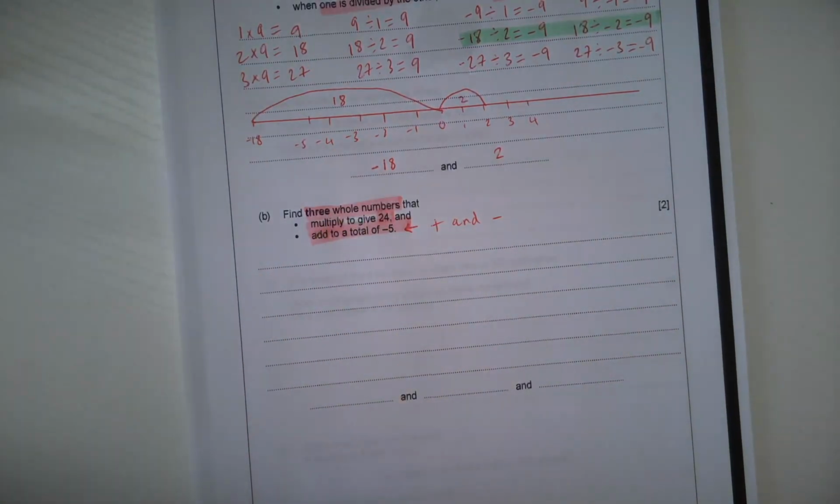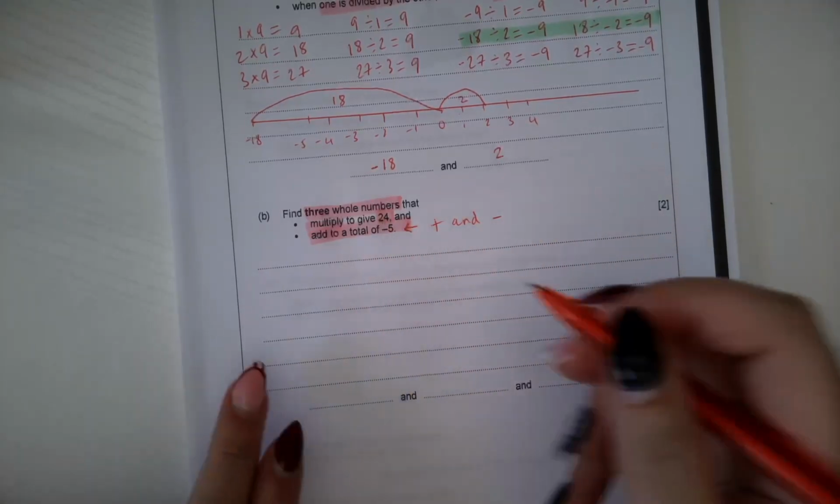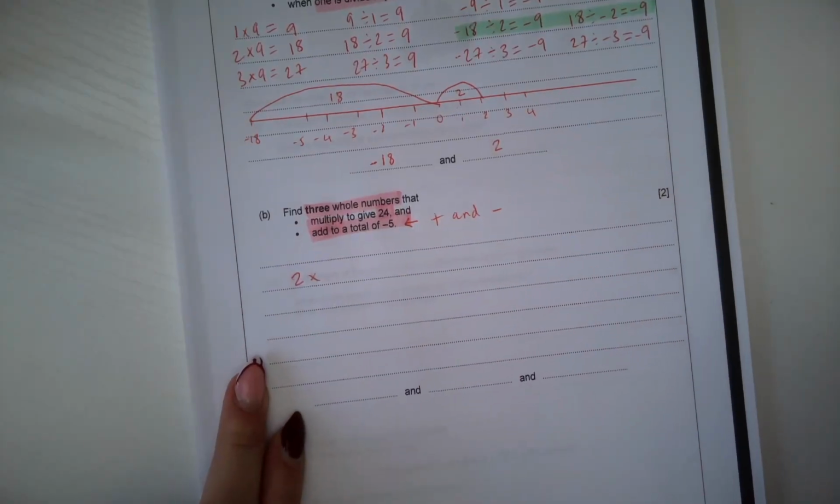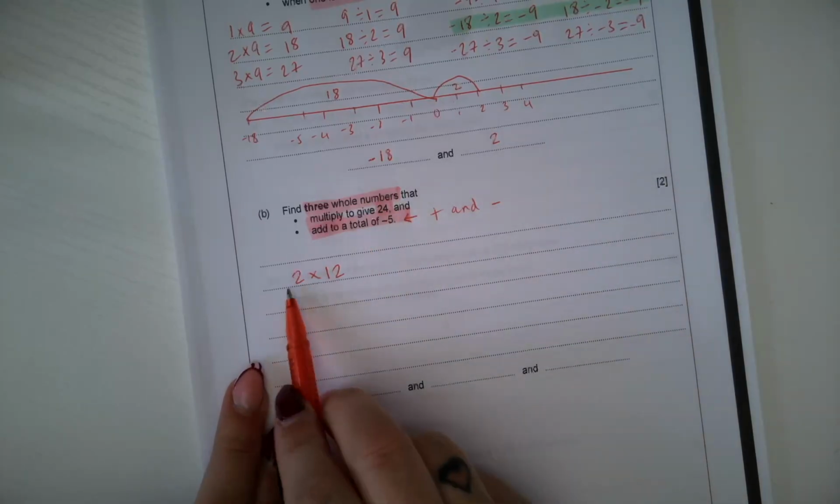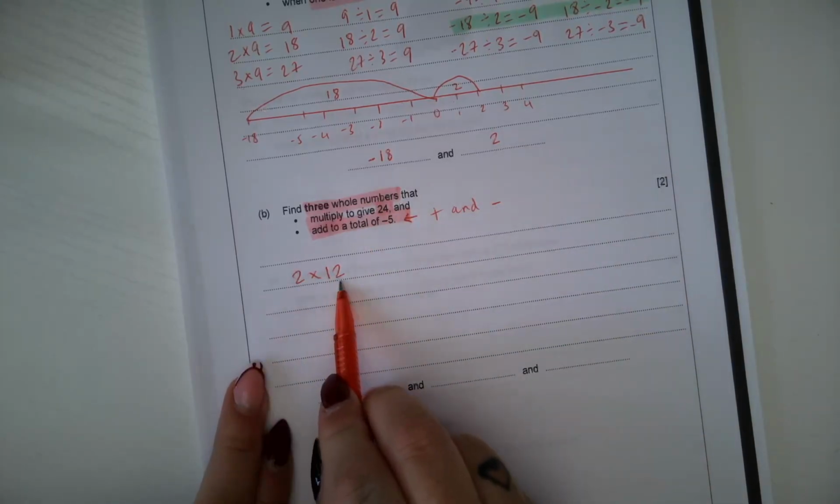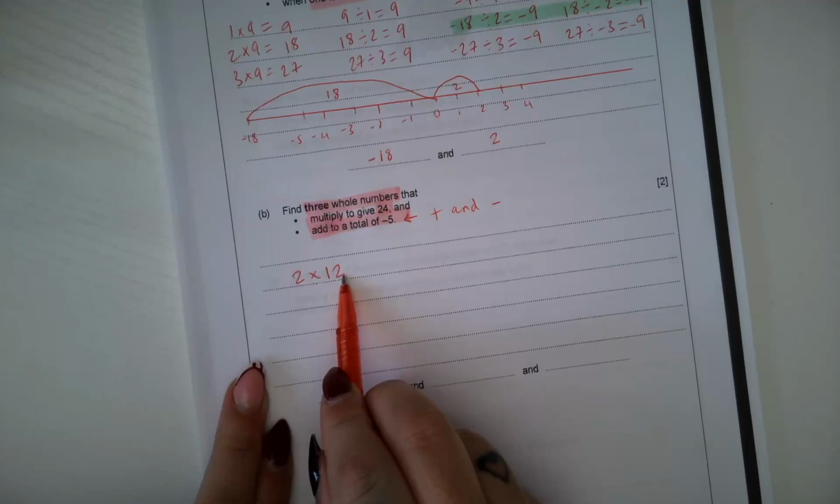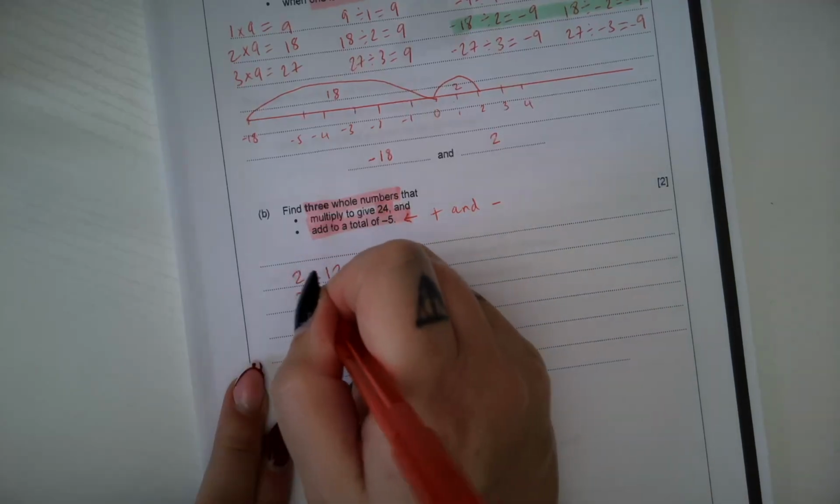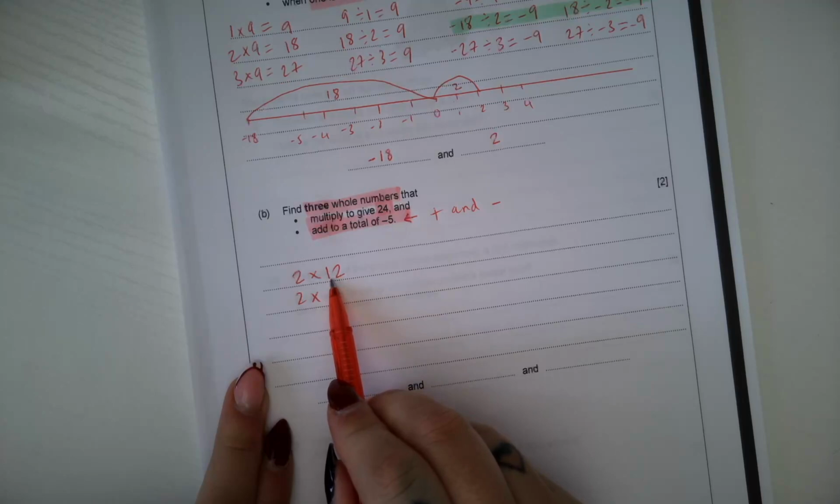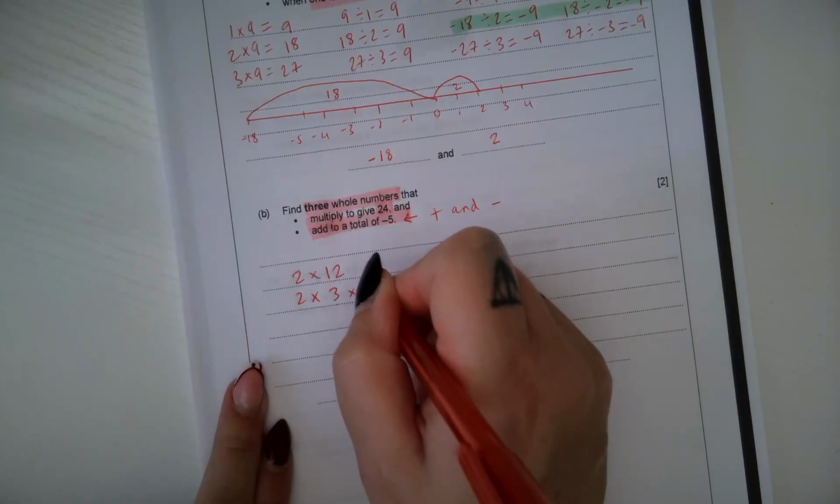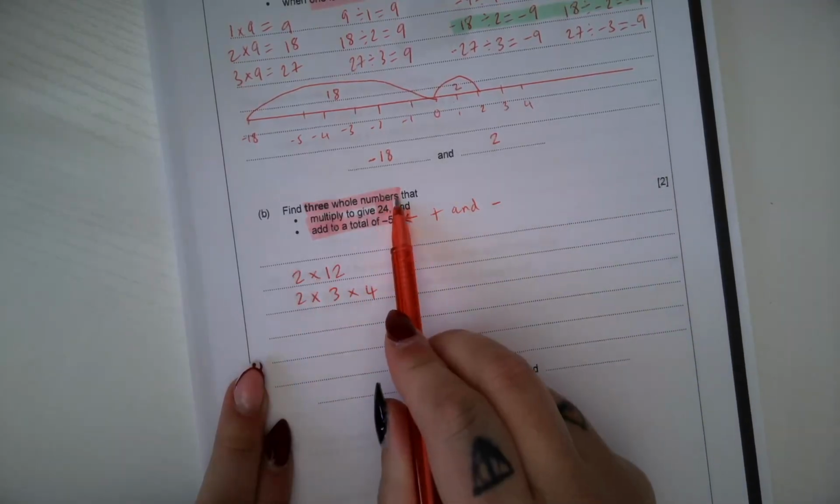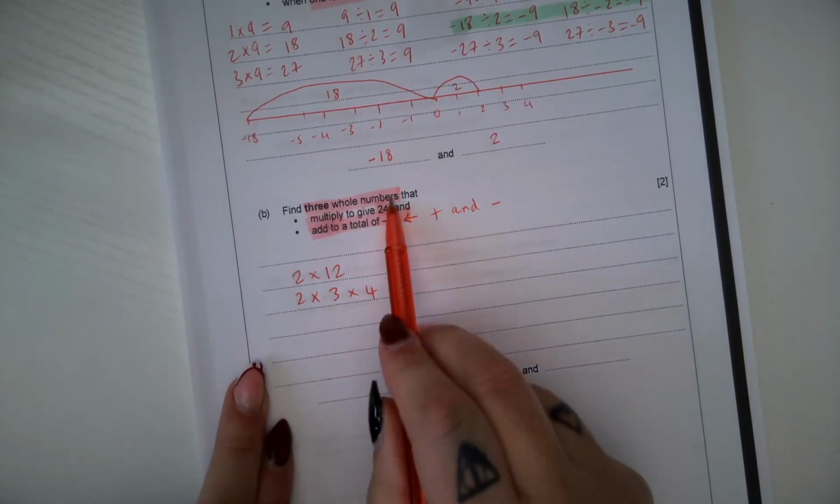So I'm just going to start by finding numbers that multiply to give me 24, because that's the first criteria. So 24 is an even number, so I can do 2 times something. Well, it's 2 times 12 that gives me 24, but currently that's only 2 numbers. So what I'm going to do is split 12 into 2 numbers as well. So I've got 2 times, and then I want 2 numbers that will multiply to give me 12. Okay, so I'm just going to go with 3 and 4. So 2 times 3 times 4. 2 times 12 is 24. 2 times 3 times 4 is also 24.